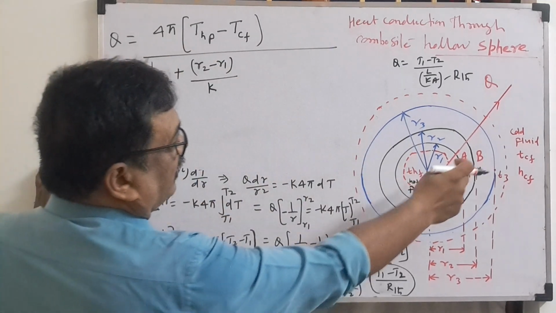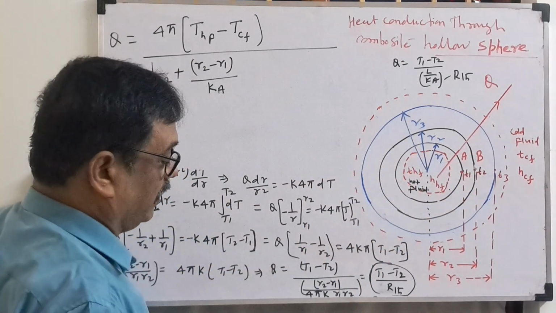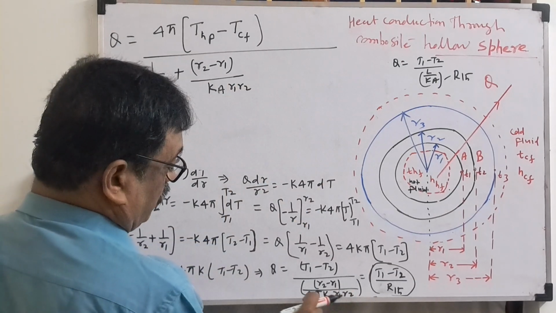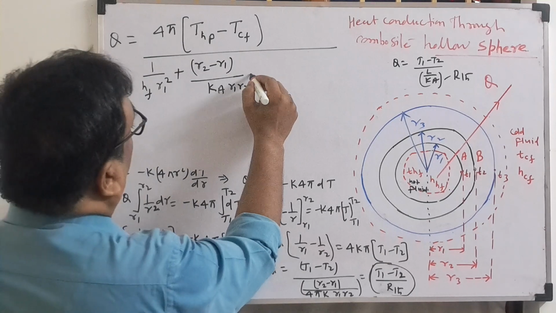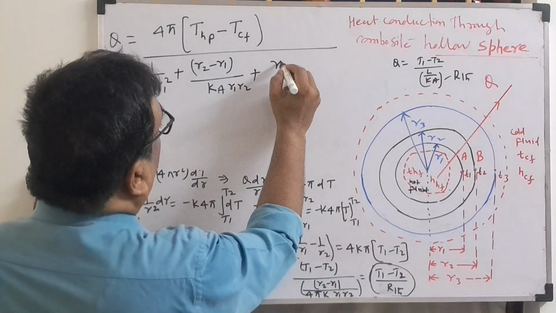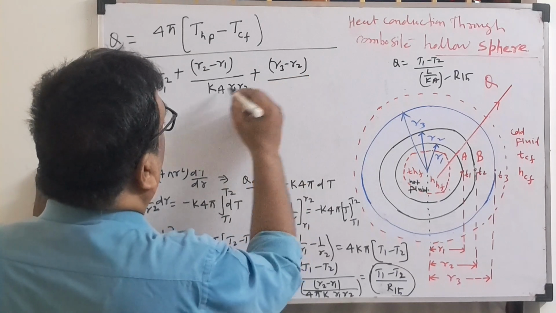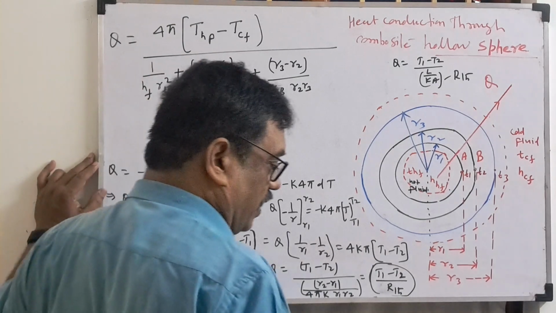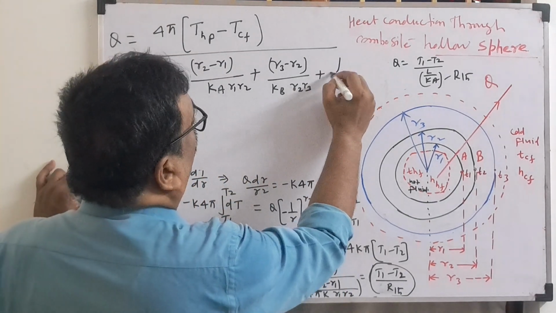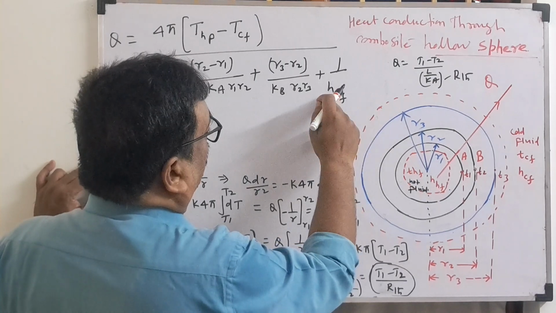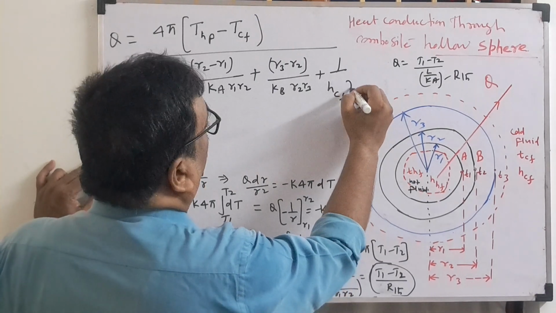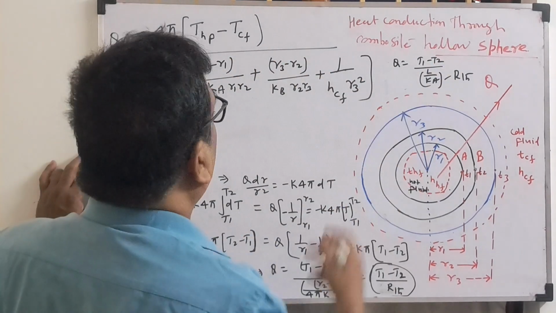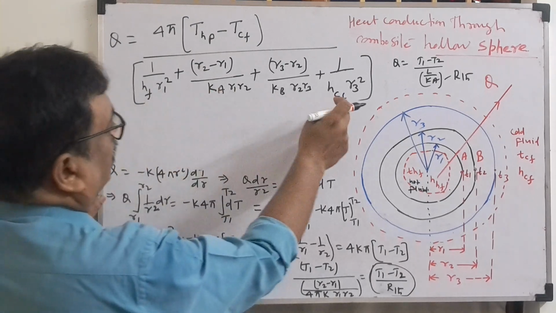Then what will be there? I have taken Ka, the thermal conductance Ka. Then R1 into R2, 4 pi I have taken here only. Plus the second one, B: R3 minus R2 divided by Kb R2 R3. Then the last one is 1 by HCF, the heat transfer coefficient for the cold fluid, and R3 square. This is the total thermal resistance. This is the heat flow for the composite hollow sphere, with one convection and two conductions.